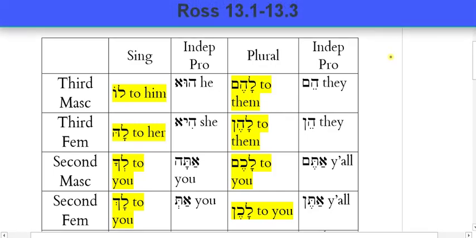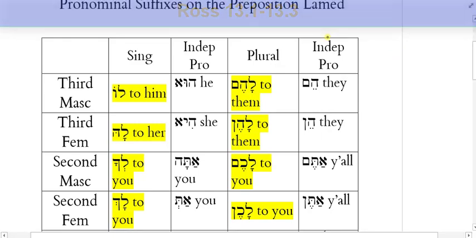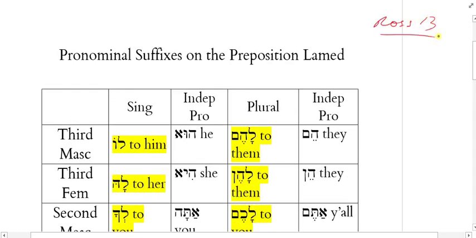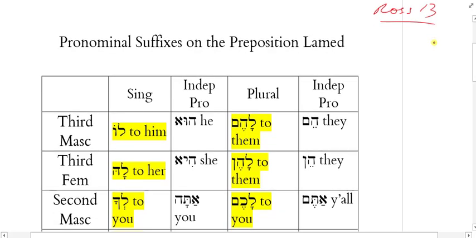This is Ross chapter 13 material, and it has to do with pronominal suffixes on the preposition lamed and bet for that matter. So this is Ross chapter 13. Okay? Now, we have what we call inseparable prepositions. There are actually 3 of them.